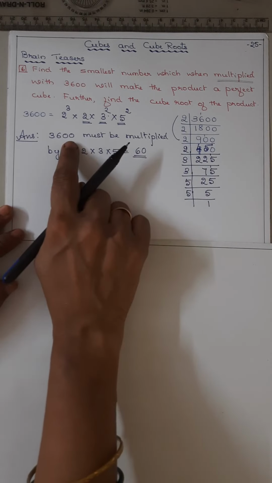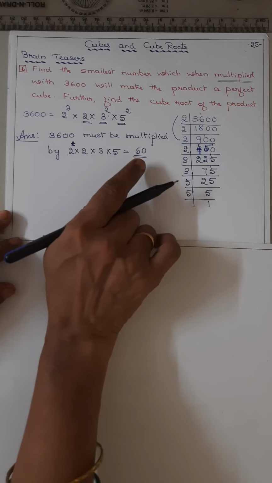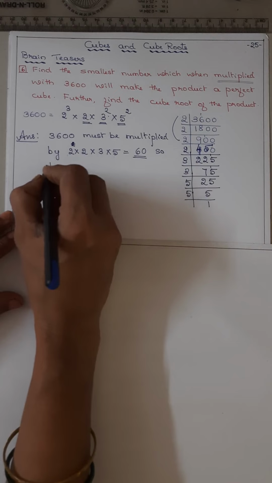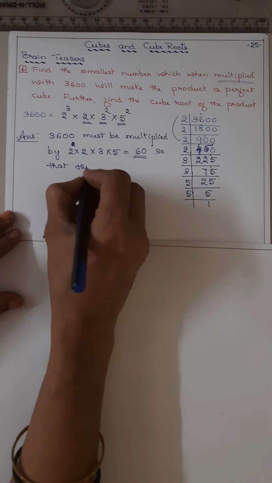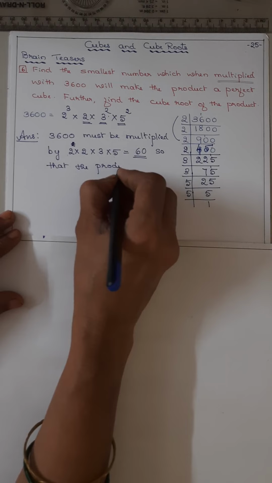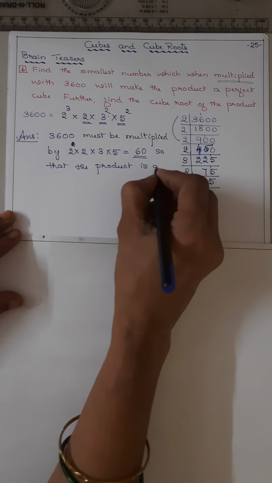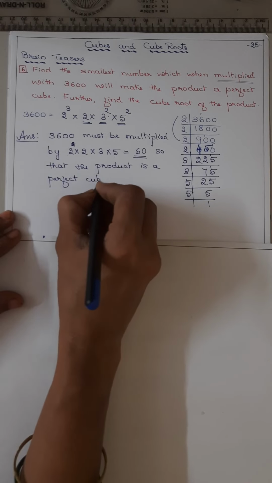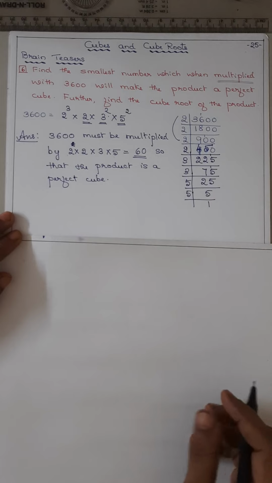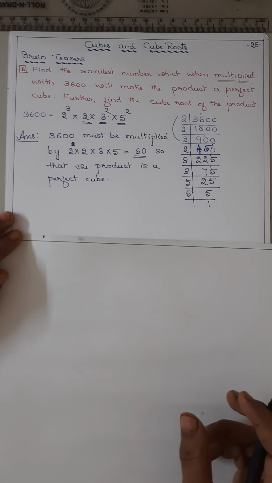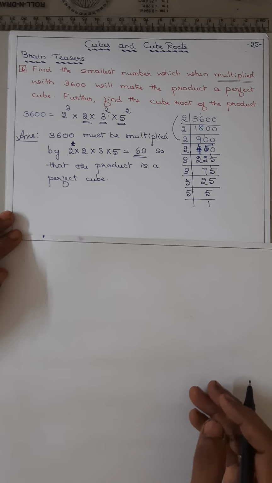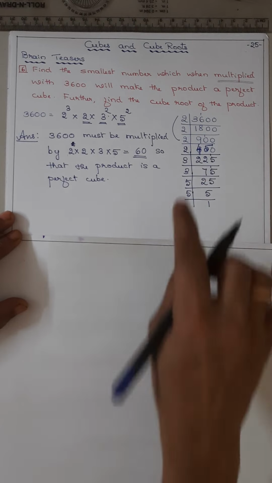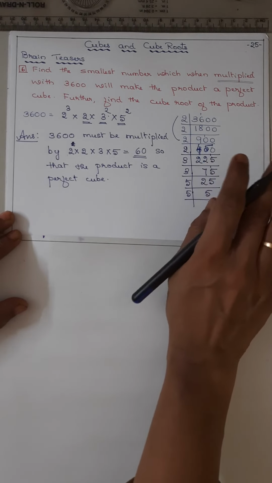So 3600 must be multiplied by 60 so that the product is a perfect cube. So in the worksheets we have seen only one number to be divided or multiplied, but here we have got 3 numbers. So you have to be careful. Like this also you will get.